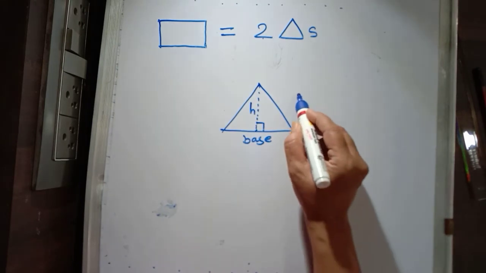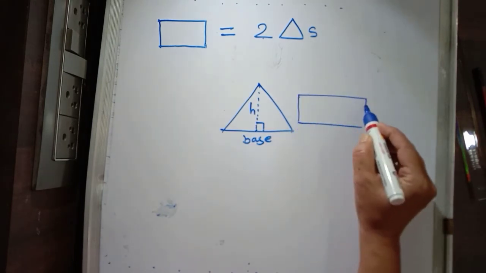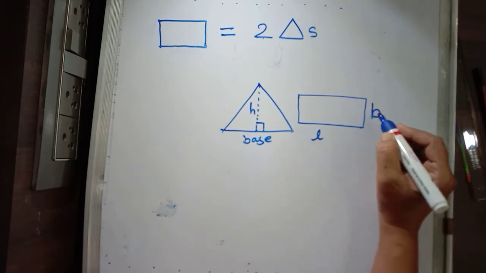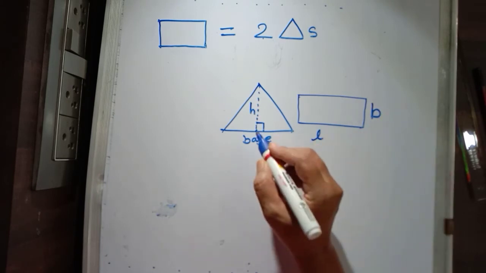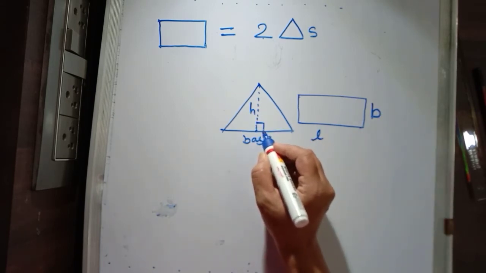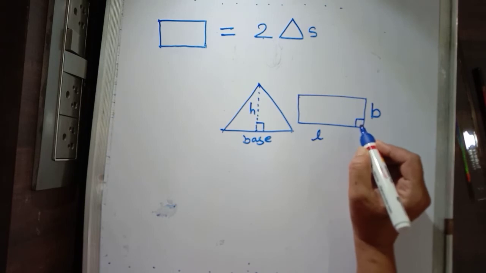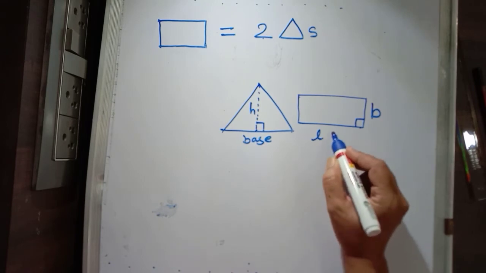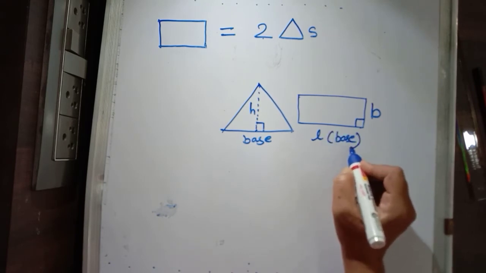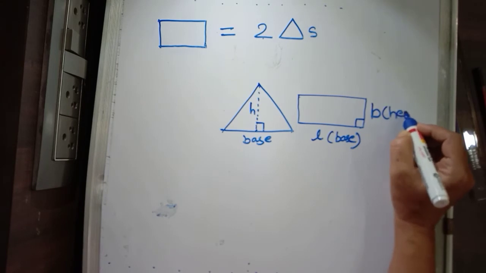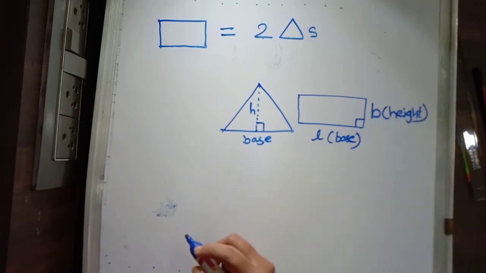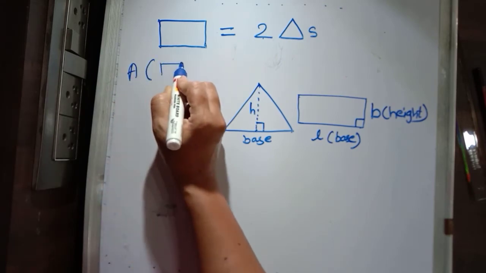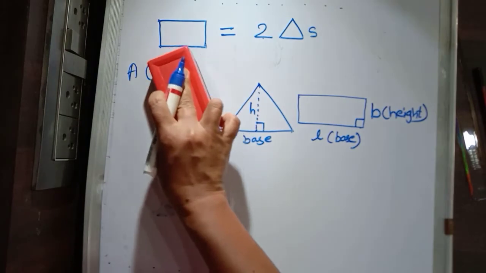Now see students, if I draw a rectangle, normally we call this the length and we call this the breadth, no doubt. But in terms of base and height, height is always making a 90 degree angle. So here also it is making a 90 degree angle. If this side is facing towards the lower side, towards me, I can call the length the base, and I call this breadth the height. Are you understanding me?